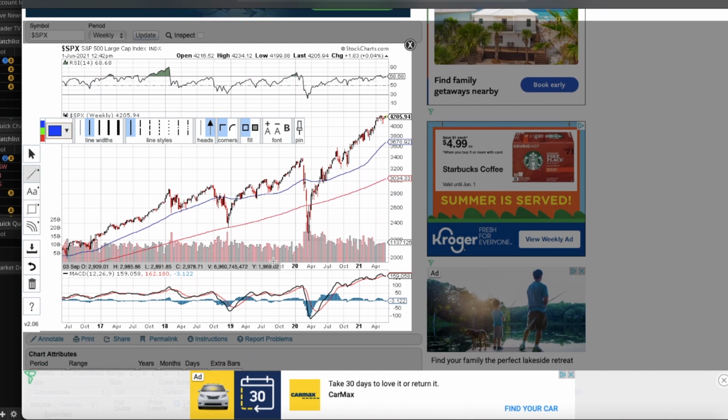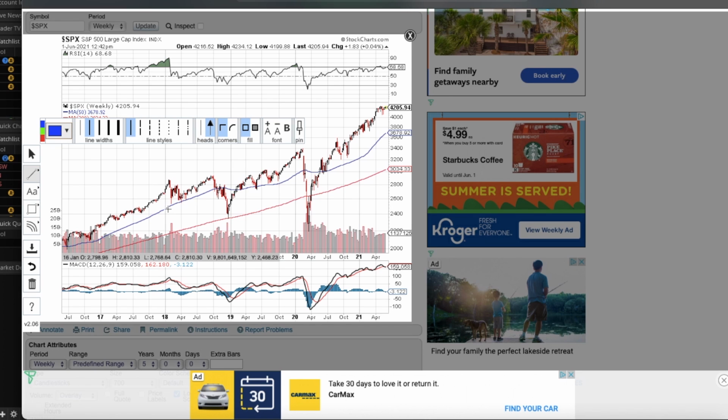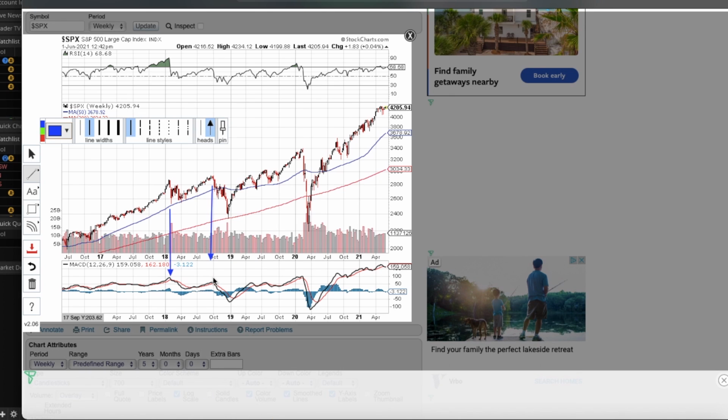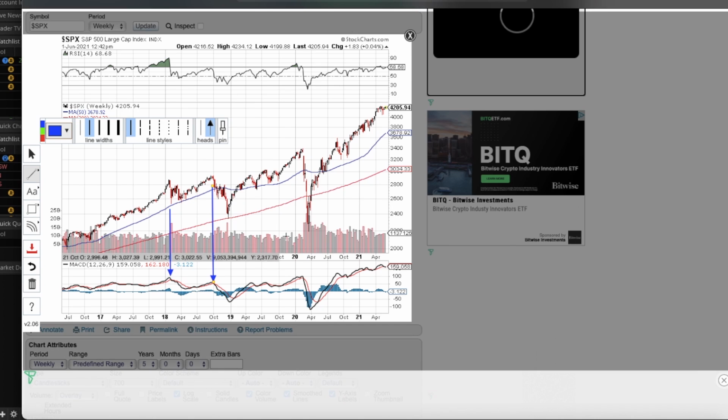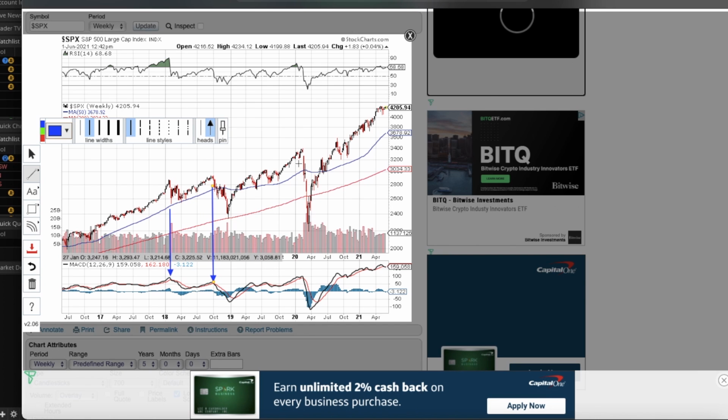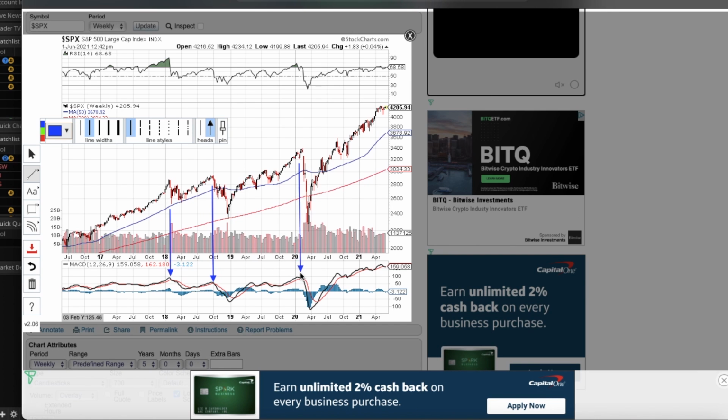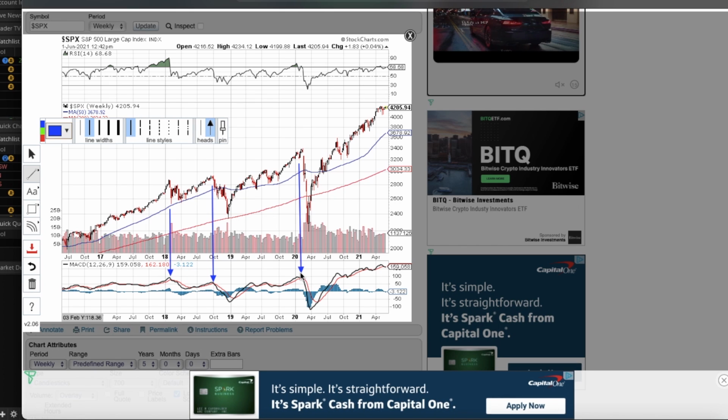So if we have a death cross, right? As soon as we have a death cross, what happens, guys? We touch the daily moving average, the 50-day. If we have a death cross, what happens? We touch the 50-day moving average. Now, I can keep repeating this. When we have a death cross, guys, we touch the 50-day moving average.